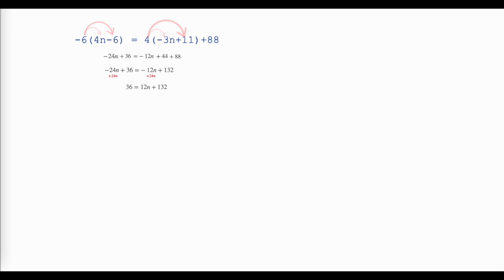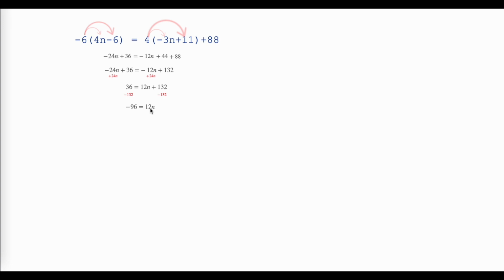And here's my 132. Now I want to get the 12n all alone. The 132 is stopping that from happening. So I'm going to get rid of the 132 by subtracting it. The 132 is being added to the 12n, so I'm going to do the opposite. I'm going to subtract 132 from both sides. 36 take away 132 is negative 96.